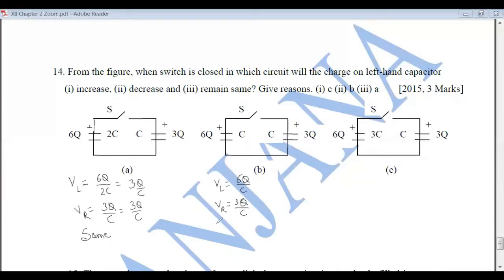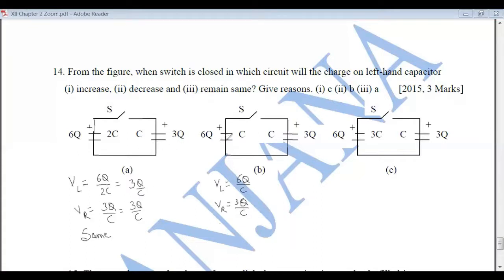So now here the charges flow from the left capacitor to the right capacitor. In the question it is asked, on the left capacitor, in which case the charges increase, decrease, or remain the same. So in this case it is remaining the same. The third part, remaining the same, is here.